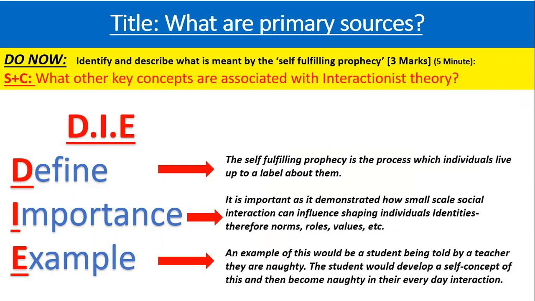And an example of it. So an example of this would be a student being told by a teacher they are naughty. The student would develop a self-concept of this and then become naughty in their everyday interaction. There you go, 3 marks, 1 for each part. And it's very similar as well for the 4 markers, to be fair. So you can either have a look through this, compare it to yours, maybe write this one down just as an example. But here you've got the structure very clearly outlined.